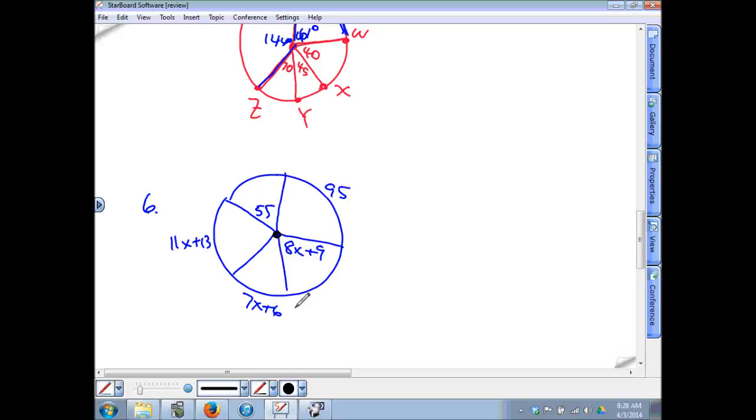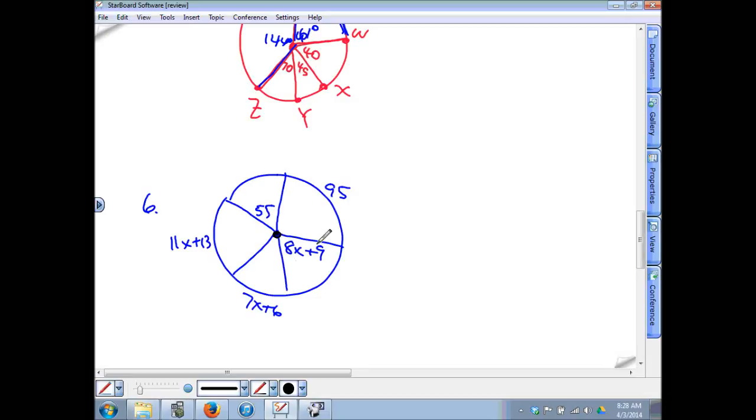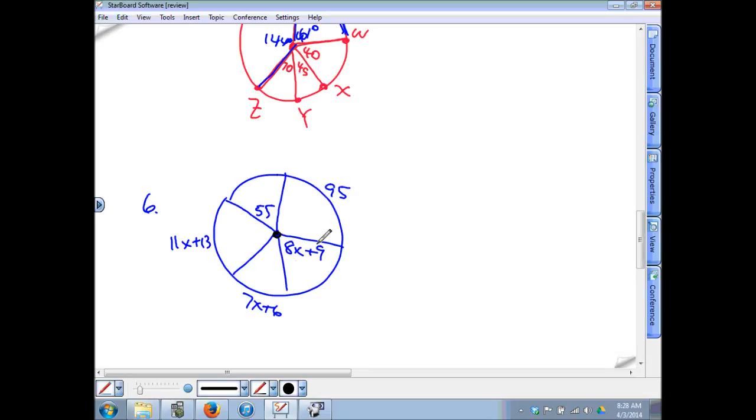What do you think? This one looks a little bit weird on the paper. Is 55 and x plus 9 vertical angles? No. That would have been, if this were a diameter and if the other one was a diameter. It looks a little bit weird. How do we do this problem?